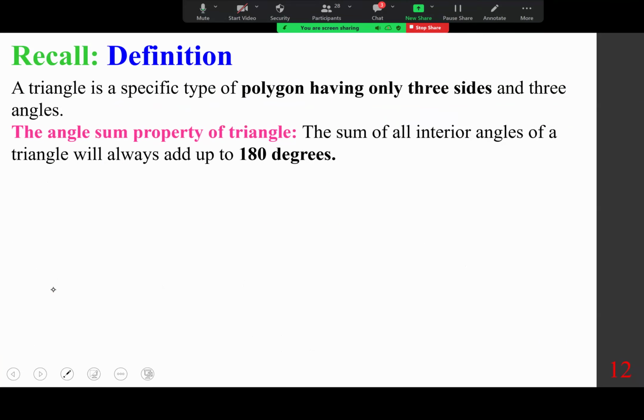Let me remind you of what you have seen before. A triangle is a specific type of polygon having only 3 sides and 3 angles. The angle sum property of a triangle: the sum of all interior angles of a triangle will always add up to 180 degrees or pi radians.